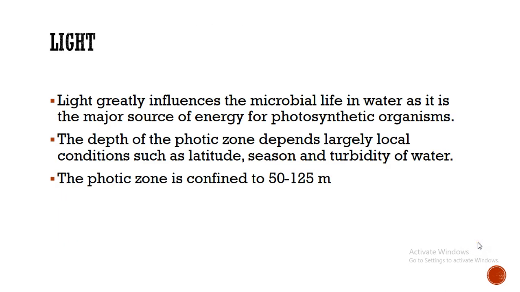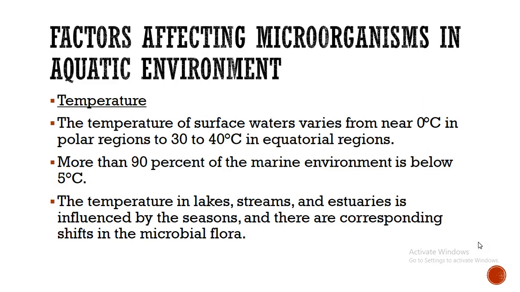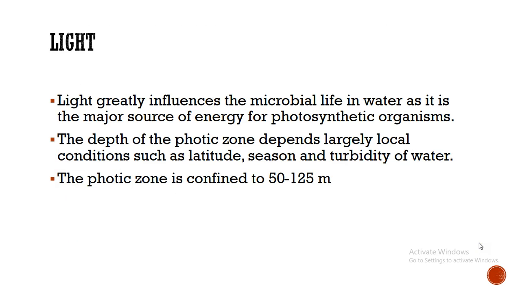So aside from this extreme, the temperature in lakes, rivers, and estuaries is influenced by the season, and there are corresponding shifts in the microbial flora. Then we have the other factor, which is light.